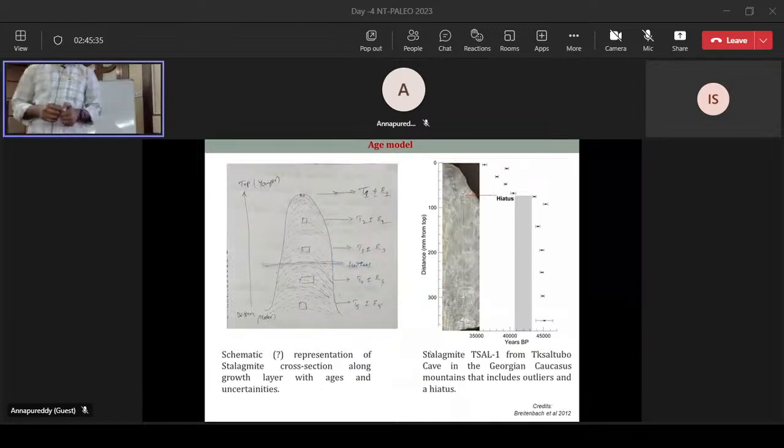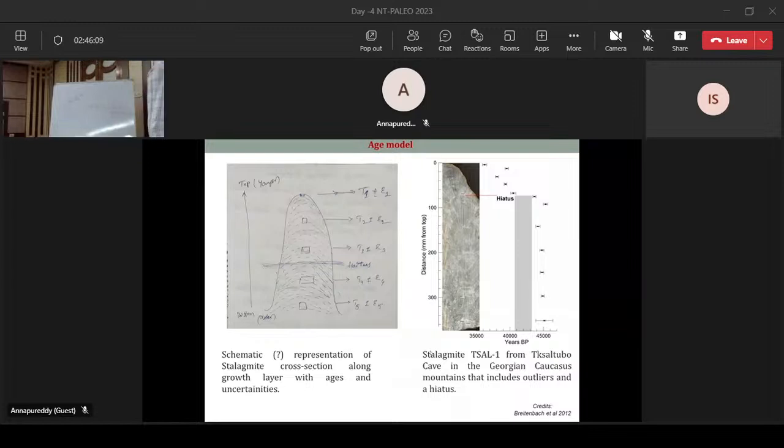So coming straight to the age model, see, this is a schematic representation of a speleothem, maybe. Those dotted lines are growth layers. Let's assume these are different uranium thorium dating samples that we have collected, and T1 is the age after getting uranium thorium dating, and E1 is the corresponding standard error. And this is younger and this is older.